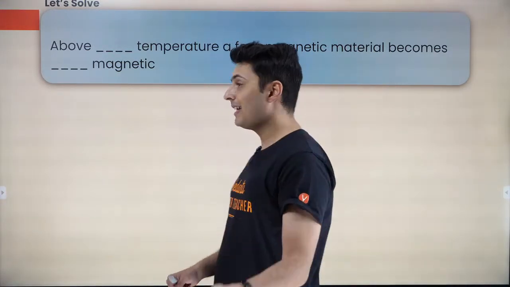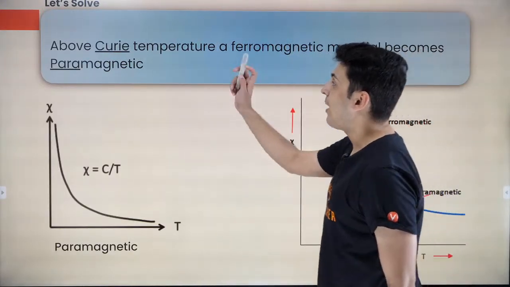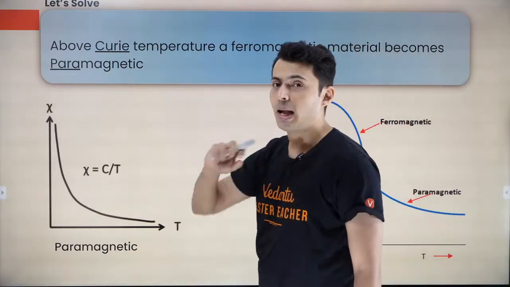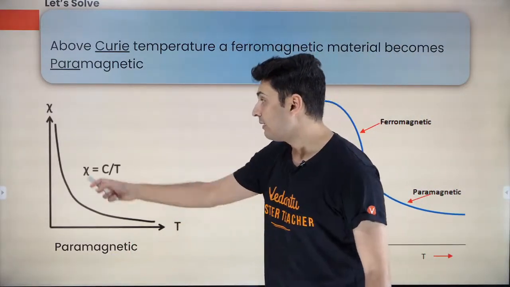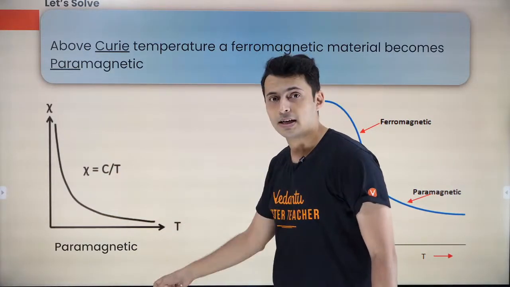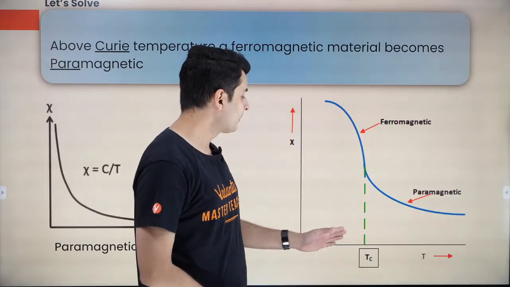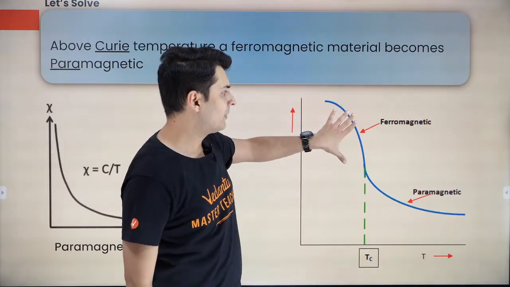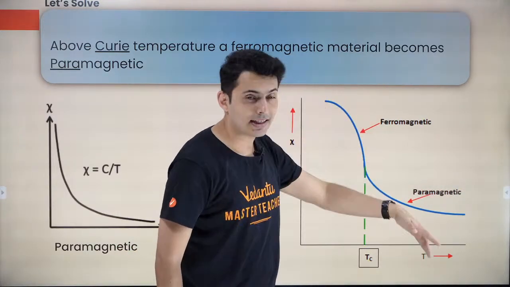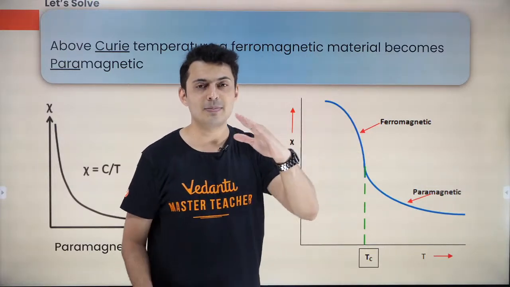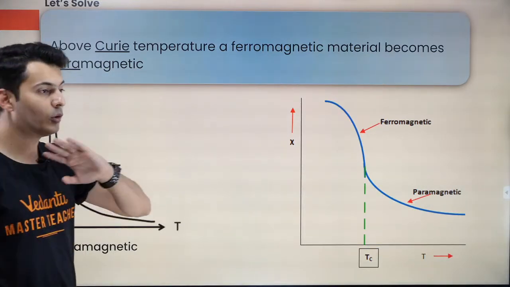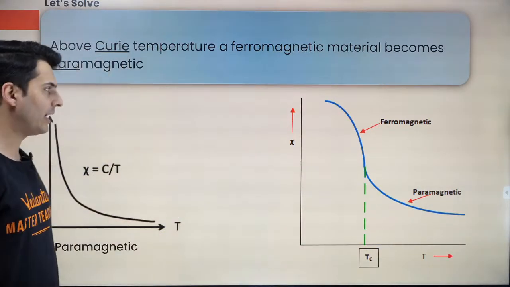Not critical, it is called Curie's temperature. Above Curie's temperature, a ferromagnetic material behaves like a paramagnetic material. Guys, this is a graph for a paramagnetic material. Remember that? But for a ferromagnetic material, till Curie's temperature it's ferromagnetic. Above Curie's temperature, the graph is like this, which is basically paramagnetic nature. The ferromagnetic domains are broken and it becomes paramagnetic.